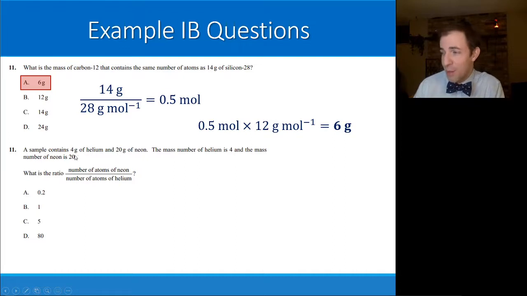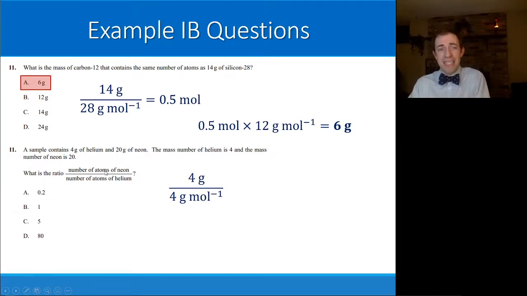A sample contains 4 grams of helium and 20 grams of neon. The mass number of helium is 4. The mass number of neon is 20. What is the ratio of the number of atoms of neon to the number of atoms of helium?